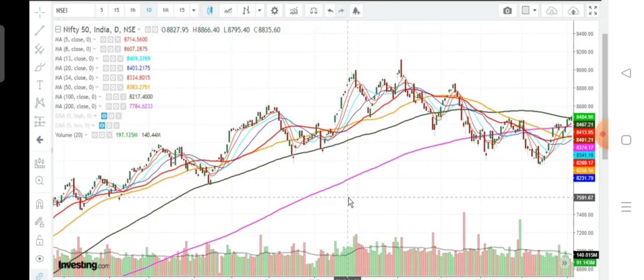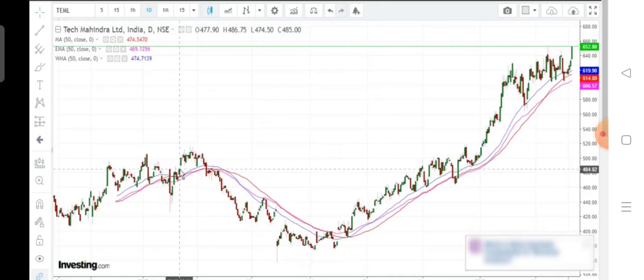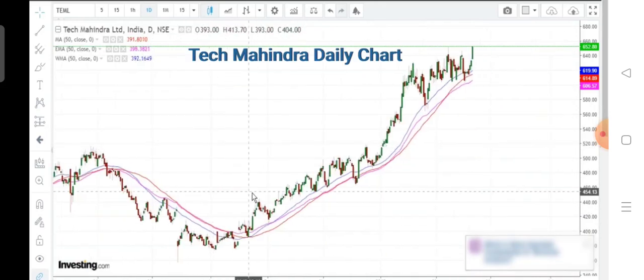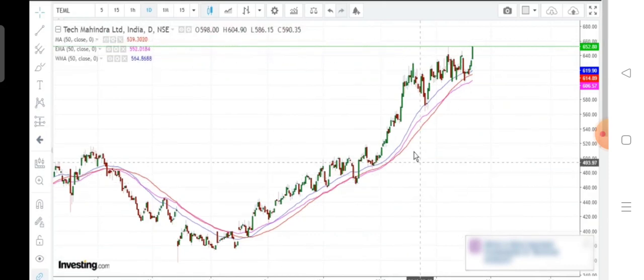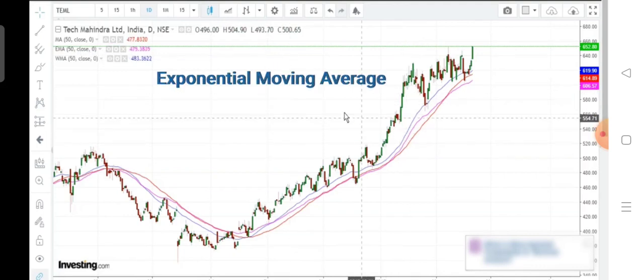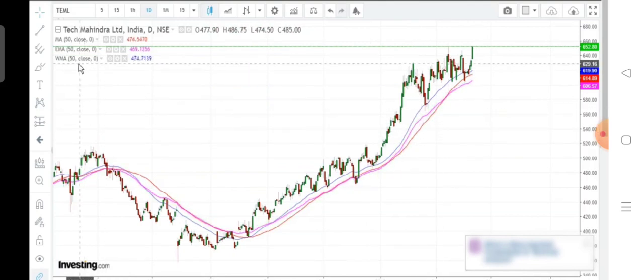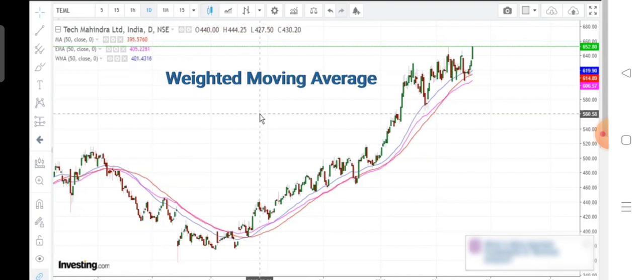Now, as we have known about the simple moving averages, I would like to introduce you to other forms of moving averages. Here we are looking at the Tech Mahindra daily chart. Here the 50 period moving average is represented in red. This is the simple moving average, the line that is below. Then there is the 50 period exponential moving average that is represented in the pink line, that is in between, and the weighted moving average that is plotted in blue.